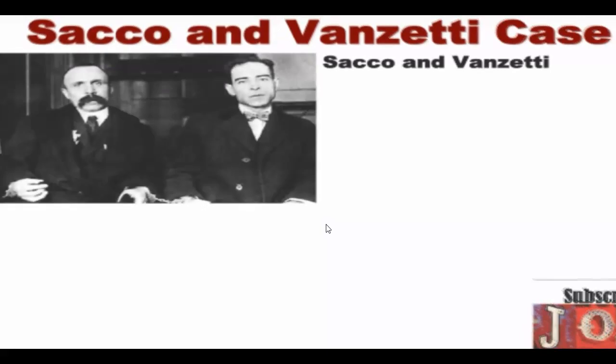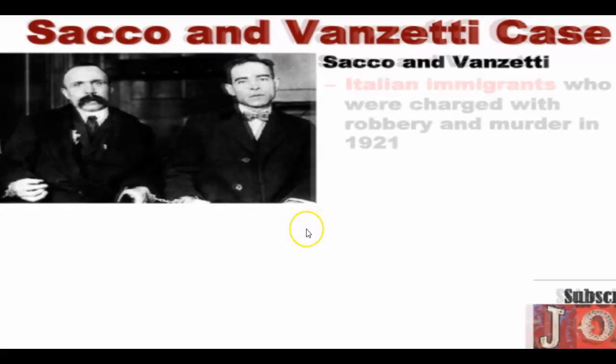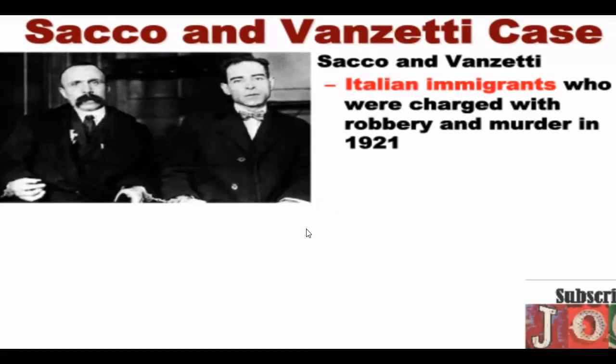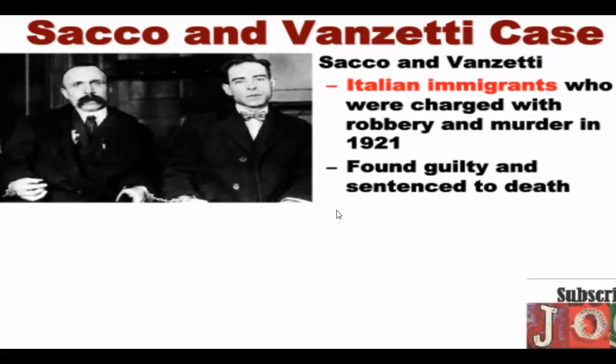All right, one of the most famous court cases that came out of the period actually was linked to and connected to nativist feelings, people's feelings towards Southern and Eastern Europeans, in this case Italians, and that was the Sacco and Vanzetti case. Sacco and Vanzetti were Italian immigrants. They were charged with armed robbery of essentially what we'll consider a convenience store type place, and murder in 1921. Long story short, they were both found guilty and they were sentenced to death.